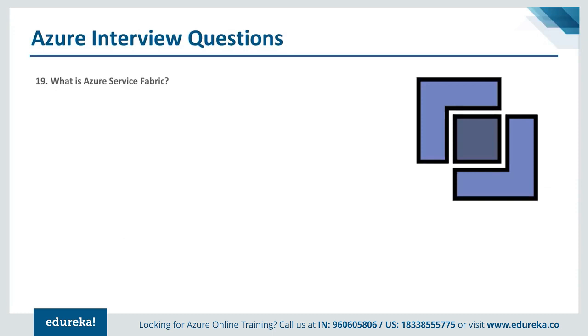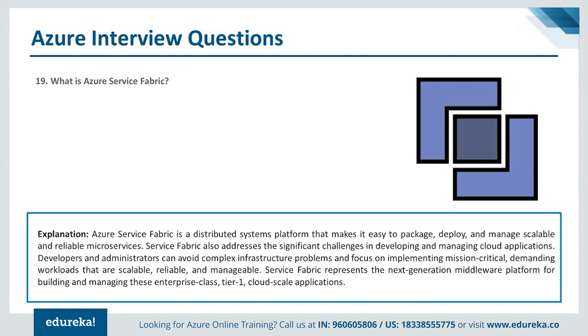Now the question, a very important question. What is the Azure Service Fabric? Azure Service Fabric is a distributed system platform that makes it easy to package, deploy, and manage scalable and reliable microservices. This is the component which actually controls your network, your storage, and your compute, which are basically the most critical components of my cloud.